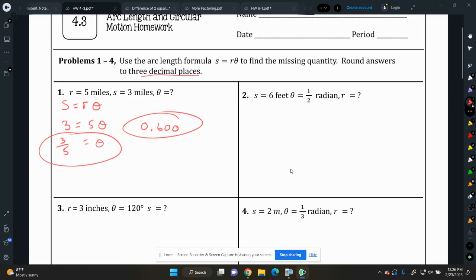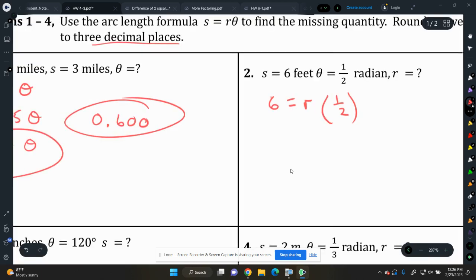Okay. The next one we're finding R. So again, S equals R theta. There's no degree mark here, so that implies that this is already in radians. Otherwise, there'd be a degree mark there. So we're looking at multiplying by 2. So we get R equals 12. What's the unit? Feet. 12 feet. And again, that really should be 12.000 feet. That's just kind of annoying, isn't it?